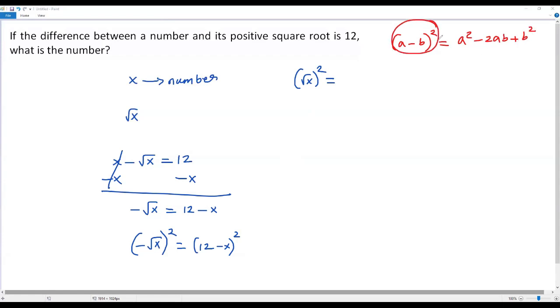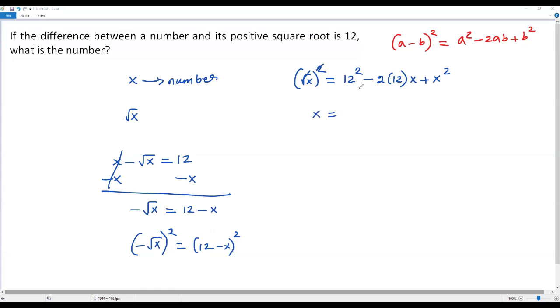Here we have the square of a binomial. Its expansion is over here. Now to get this expansion, we have to compare this one with this. At the place of a, we have 12. At the place of b, we have x. So in this expansion, we have to write 12 at the place of a and x at the place of b. Then I'm getting 12 squared minus 2 times 12 times x plus x squared. Here on the left side, the square root and the square will cancel.